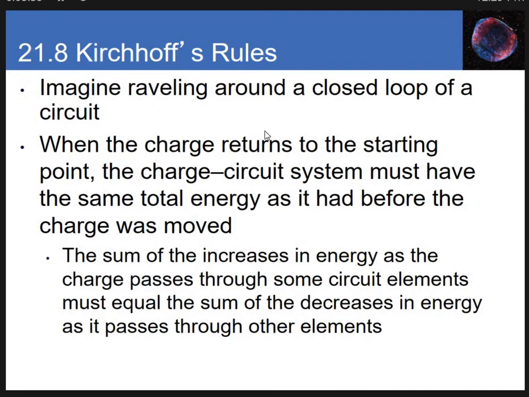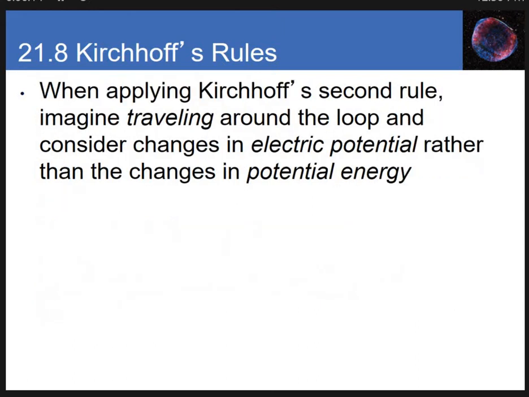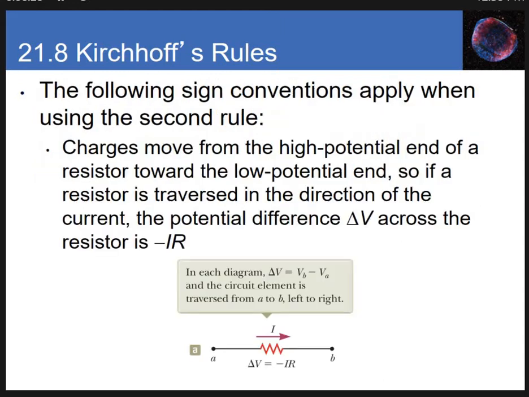So imagine you're going around a loop in a circuit. When the charge returns to the starting point, the charge in the circuit must have the same total energy as it had before the charge moved, because of the principle of conservation. You can read here another statement. Let me see if we can go to the problem, because then we're going to start solving the problem in a second. It tells you how the energy decreases and increases, but most important, and you can read this a little bit, is the way the element is going to be polarized when we apply this Kirchhoff law.